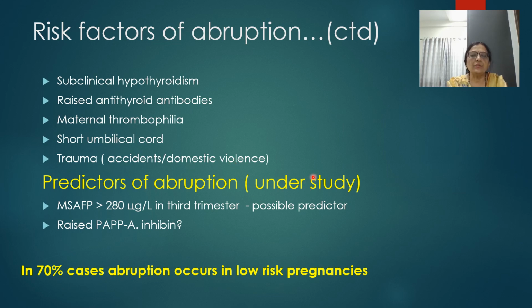Now there are studies going on to search for predictors of abruption. Maternal serum alpha fetoprotein more than 280 microgram per liter in the third trimester is, in some studies, shown to be a possible predictor of abruption. Similarly, raised PAPP-A, pregnancy-associated plasma protein A, and inhibin are also under study as predictors of abruption. But unfortunately, in spite of this long list of risk factors, in 70% of the cases, abruption occurs in low-risk pregnancies.